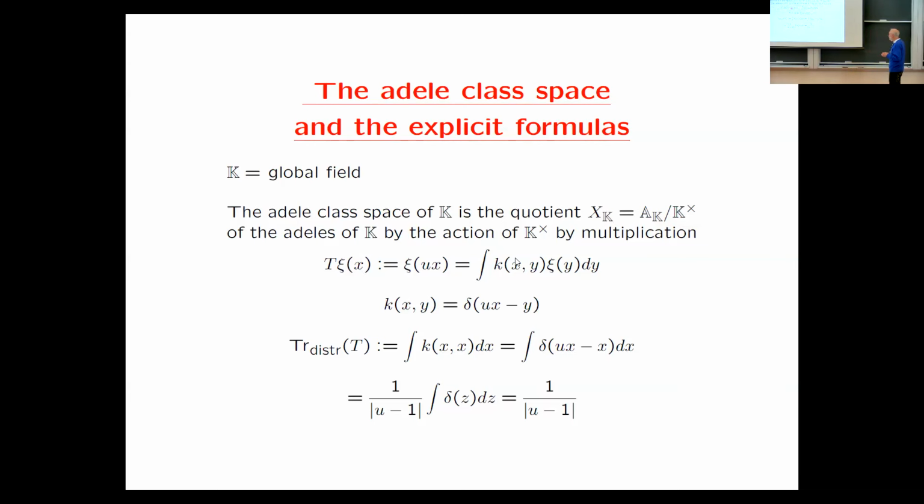So what happens is the following: when you compute the trace of the scaling, you are in fact integrating the diagonal values of the Schwartz kernel that defines the scaling, and you do a very elementary computation and you find exactly the Weil term, which is 1 over the absolute value of u minus 1.